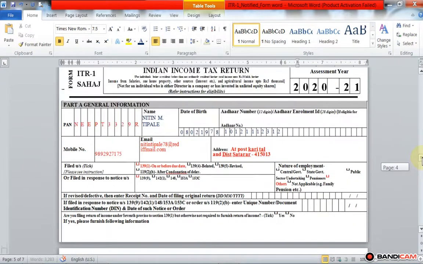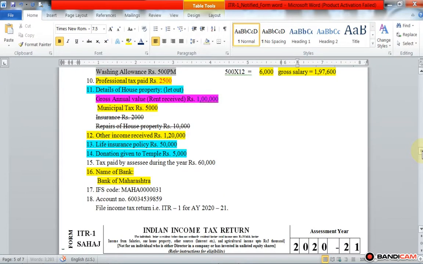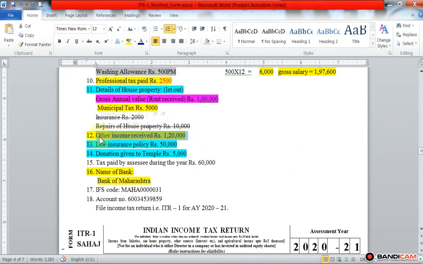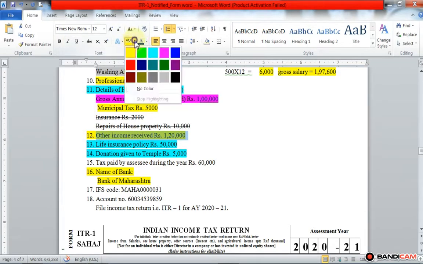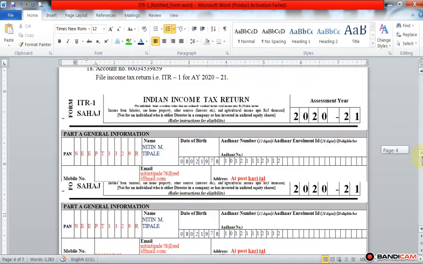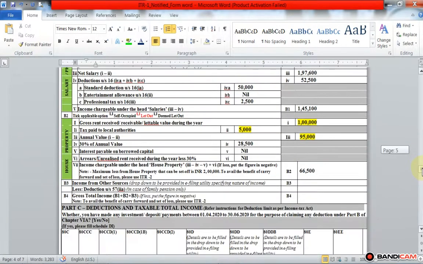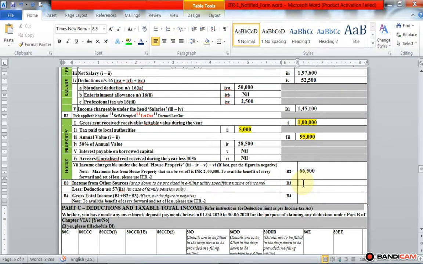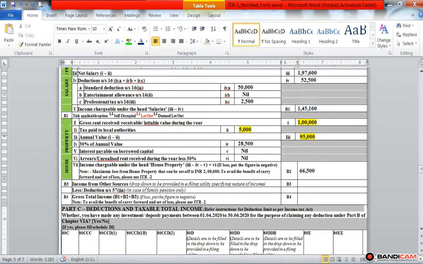Then next B3 is given. B3 relates to the other income. Other income is also given here. Other income received by the assessee is rupees 1,20,000. Got it? So 1,20,000 is the income from other source.